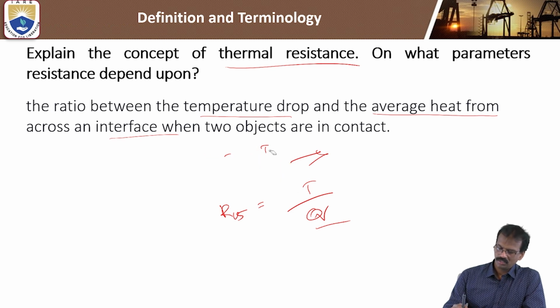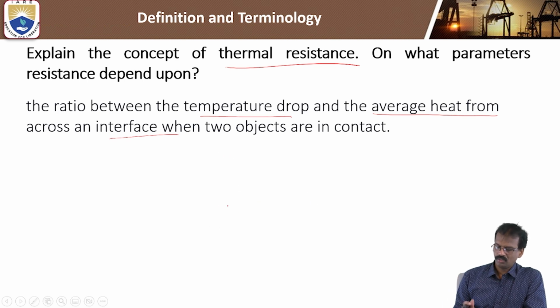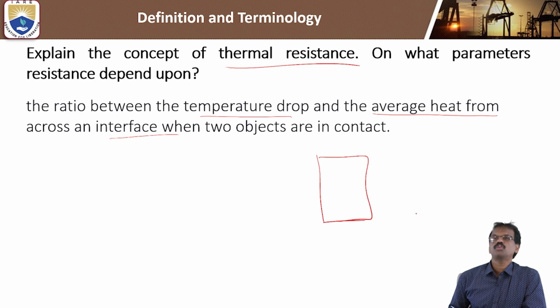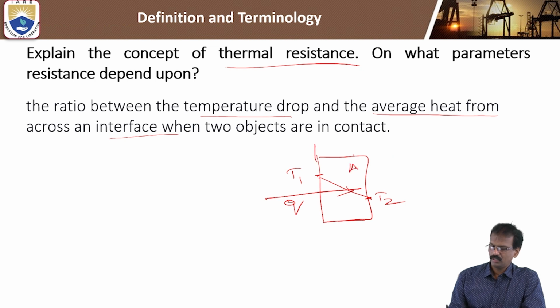We can understand the electrical analog formula. Suppose this is one homogeneous body. This is the temperature T1 and T2. Heat is flowing like this. This is the rate of heat transfer Q. This is the area A, and the thickness of this metal is, suppose, L.